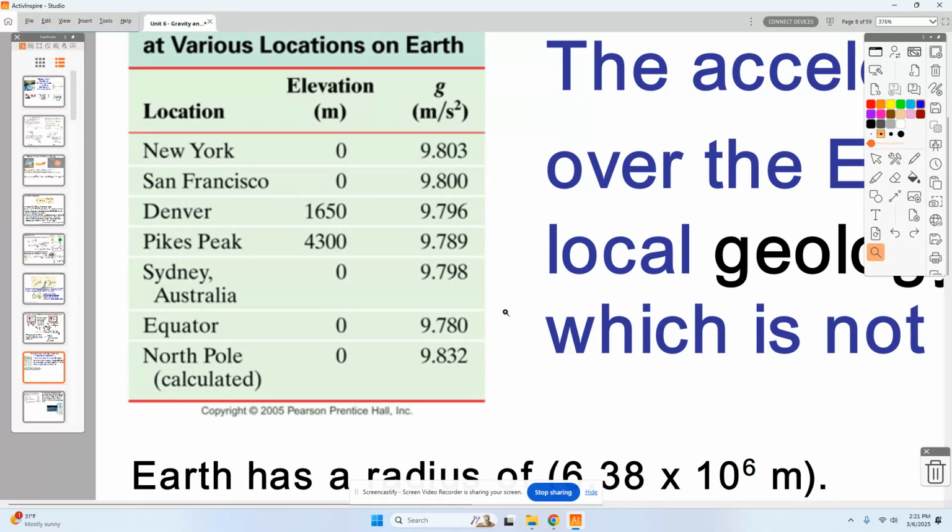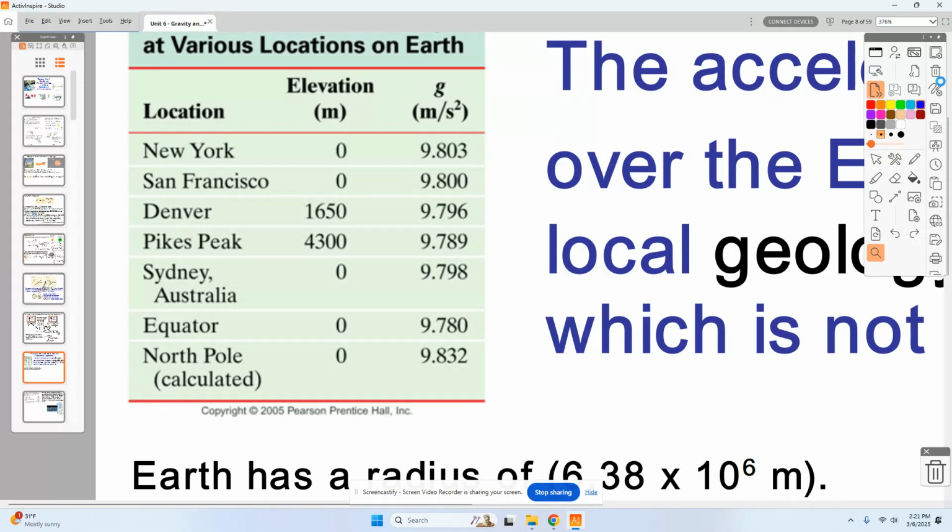Now the equator and the North Pole: at the North Pole, the Earth is somewhat squished, and it's elongated at the equator. So if r changes, our average is 6.38 times 10 to the 6, but at the equator it is somewhat elongated, so you're a little bit further away, and your value for g would be a little bit smaller at the equator, a little bit greater at the North Pole.